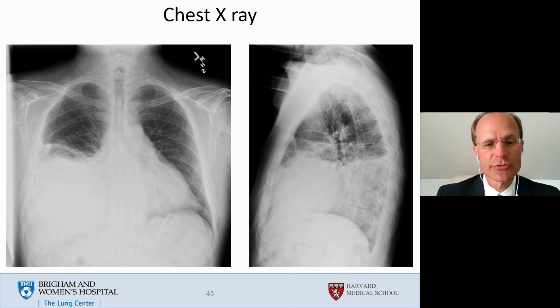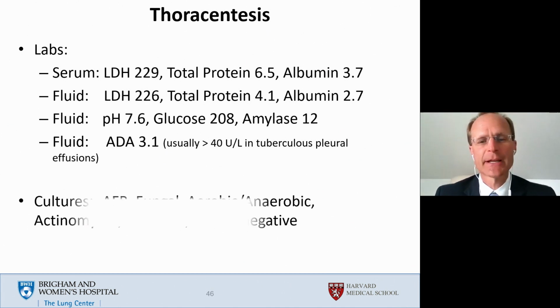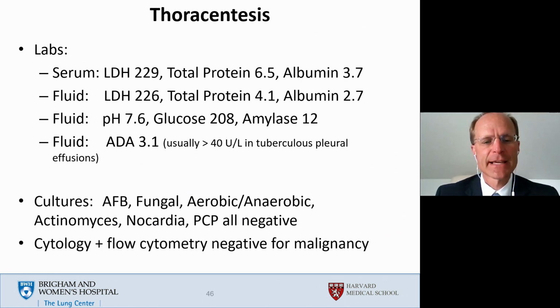Chest x-ray shows a large right-sided pleural effusion, which on thoracentesis was clearly exudative with a near-equivalent serum and fluid LDH and high albumin, but a reassuring pH and glucose, and an adenosine deaminase that was negative, indicating tuberculosis is probably not present. Cultures were in fact negative for typical and atypical microbes. Cytology and flow cytometry were negative for malignancy.